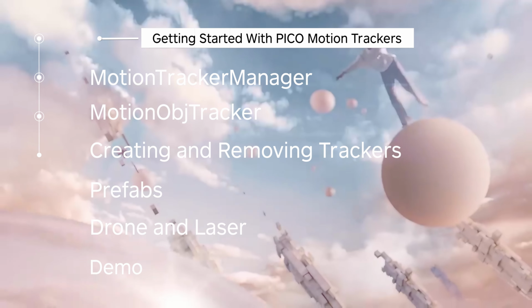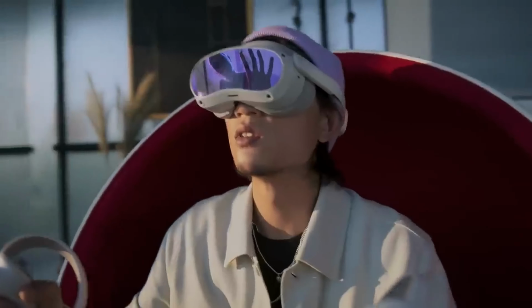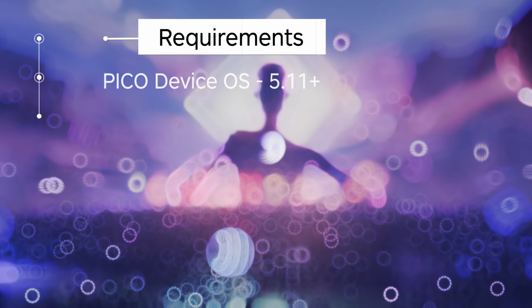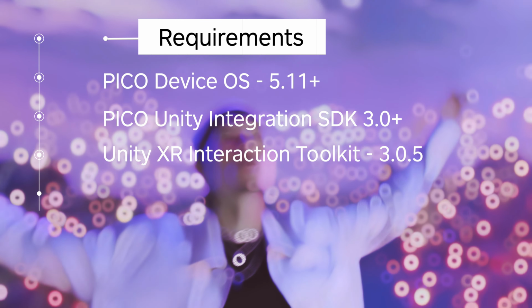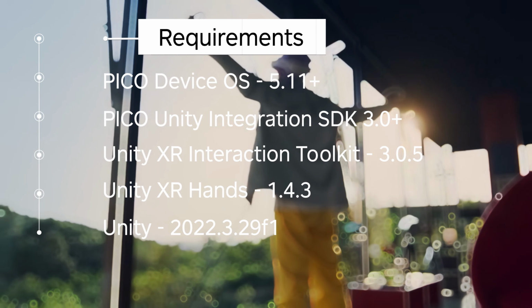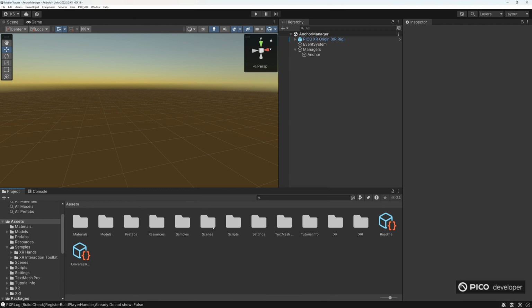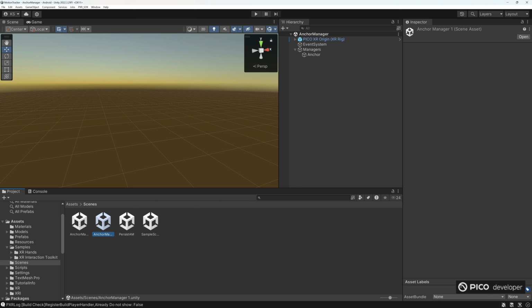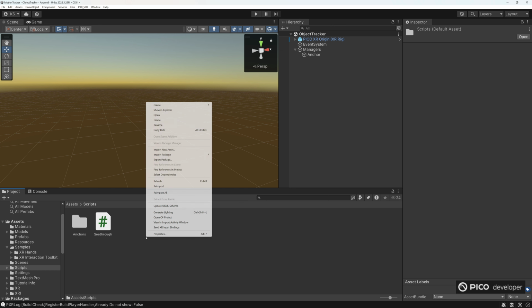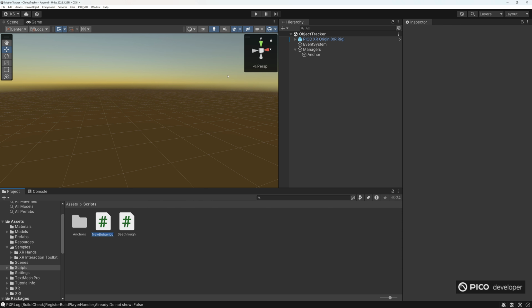For this project, we'll be using a previous project from the AnchorManager project, which you can see in another video I can link down below. These are the same requirements, PICOS 5.11, Unity 2022. Okay, back in Unity. Let's go ahead and go to our scenes and clone our AnchorManager scene. We're going to be using part of the AnchorManager, so we want to be able to use the see-through, some of the AnchorManager set up previously. So let's clone that. Let's create a new script, and let's call that MotionTrackerManager.